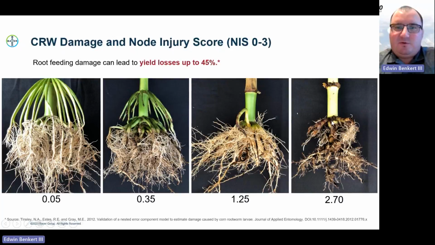We do this for nodes 4, 5, and 6, add those numbers together, and we get a total number between 0 and 3, where 0 corresponds to a healthy root system, where there's no feeding, and a 3 would correspond to approximately 3 nodes having been fed on within that 3.8 centimeter criteria. And this is important because, with root feeding, you can get a yield loss up to 45%.